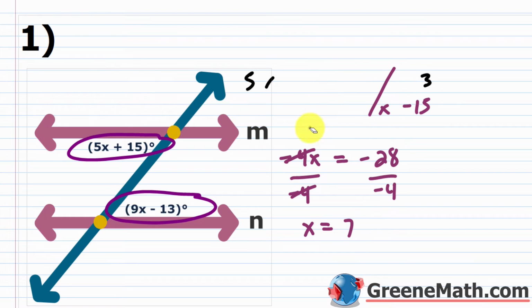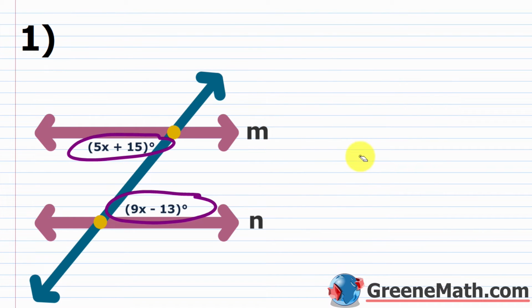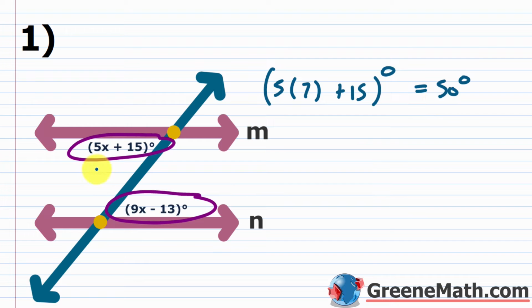Okay, let me get rid of this. And 7 is not the answer. You do have to plug back in. So you have to say that 5 times 7 plus 15. So we're going to simplify this, and that'll be our answer in terms of degrees. So 5 times 7 is 35, and then 35 plus 15 is going to be 50. So this is going to be 50 degrees. So I'll just answer that by putting it in here. So this is 50 degrees, and then this guy is going to be 50 degrees as well.